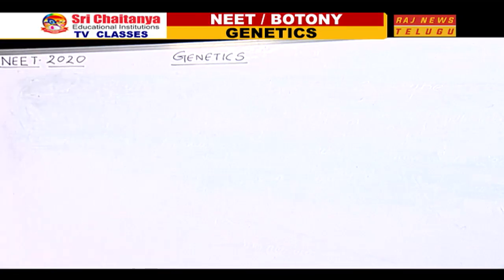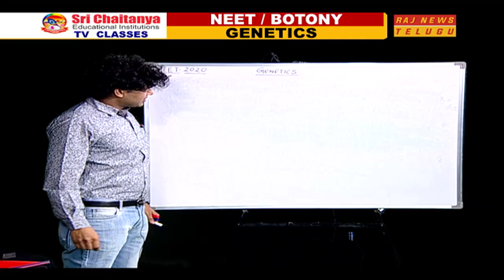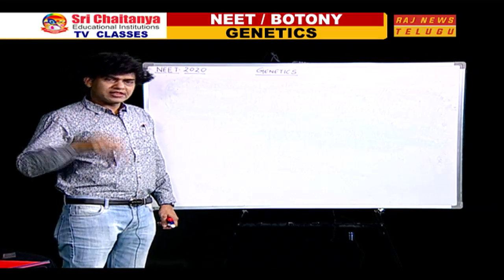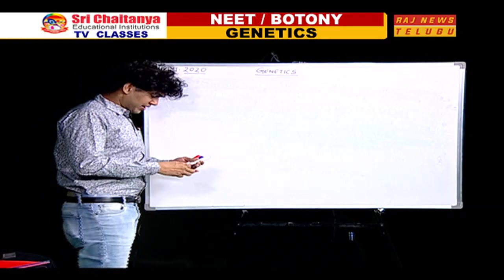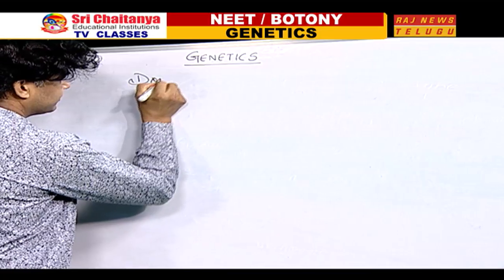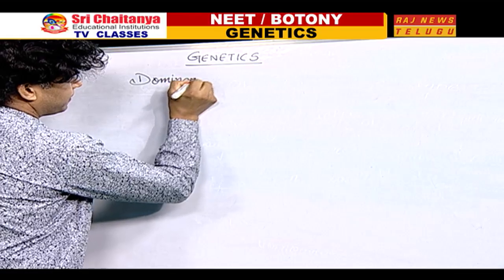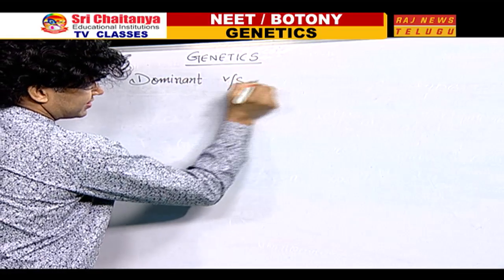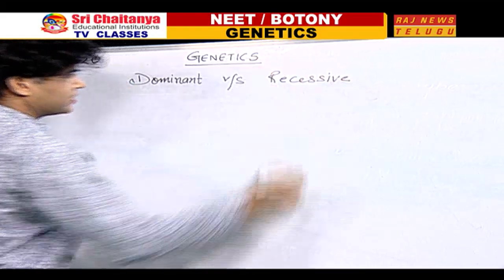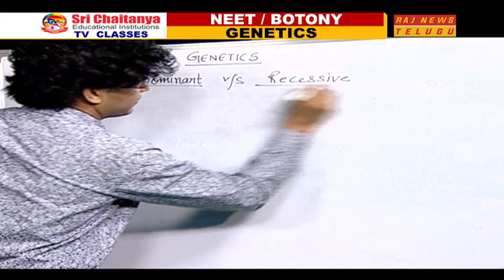Afterwards, one more important aspect I will discuss in the terminology, that is the dominant gene versus recessive gene. Then we will come to the actual aspect of genetics. Dominance, dominant versus recessive. This aspect is very important and we have to understand it.